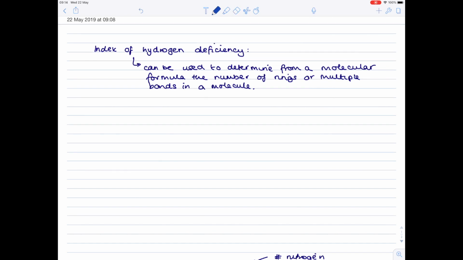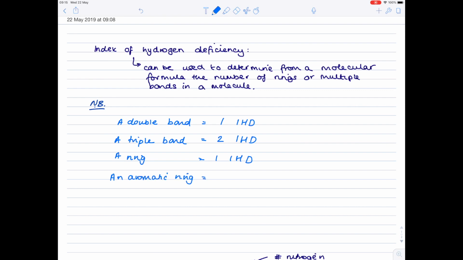So by calculating the degree of unsaturation or the index of hydrogen deficiency, we can calculate the number of rings or pi bonds present in a structure. So notice that a double bond is 1 hydrogen deficiency, a triple bond is 2, a ring is just 1 hydrogen deficiency, an aromatic ring is 4.